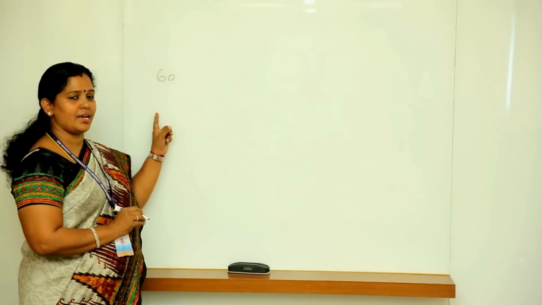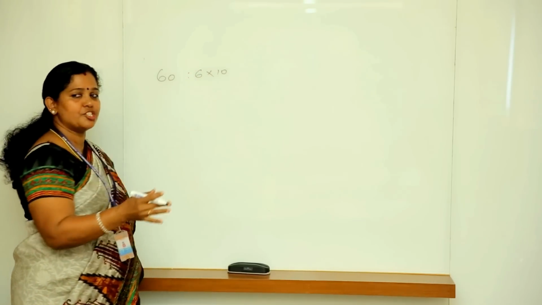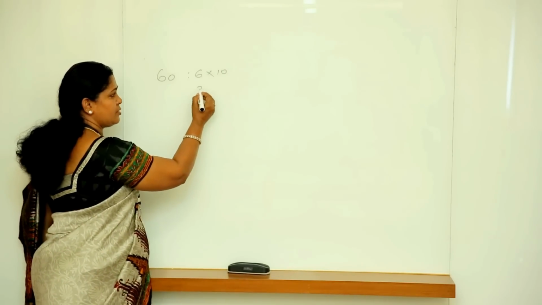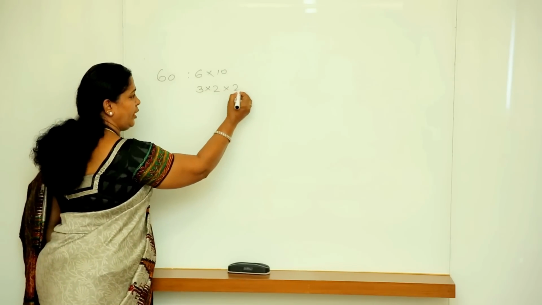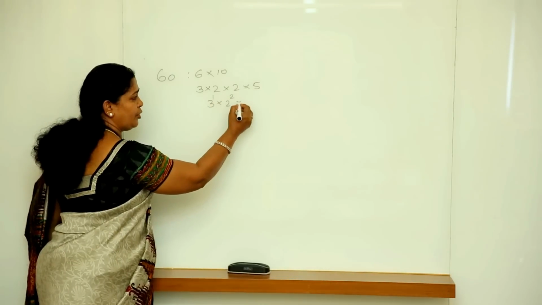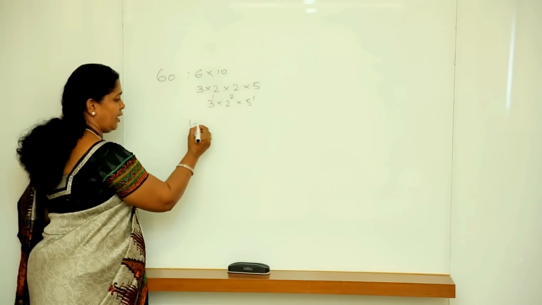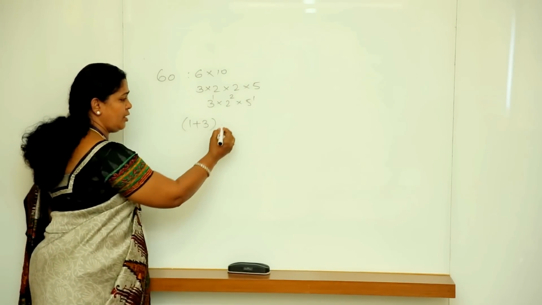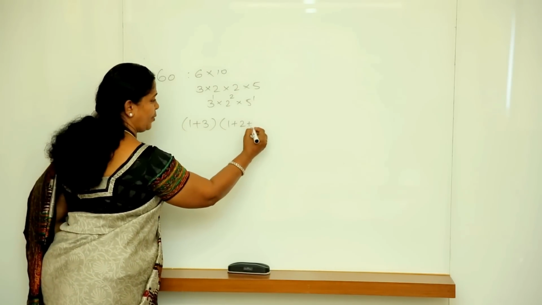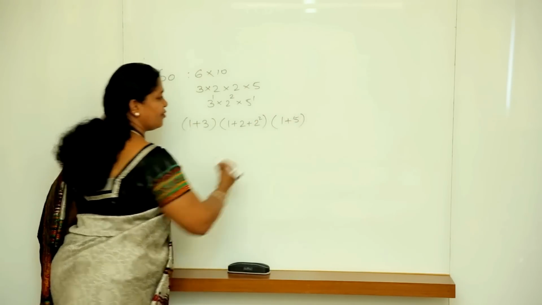60 is expressed as 6 into 10, or use the L-shaped division to get to the answer. This is 3 into 2 into 2 into 5, that is 3 power 1 into 2 power 2 into 5 power 1. Now, to express this, I can write this as 1 plus 3, 2 square is written as 1 plus 2 plus 2 square, and 5 power 1 is written as 1 plus 5.